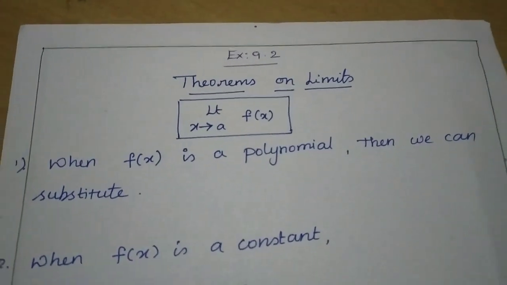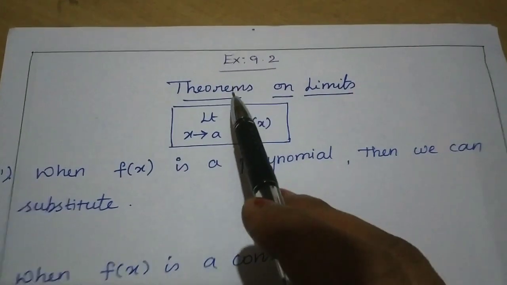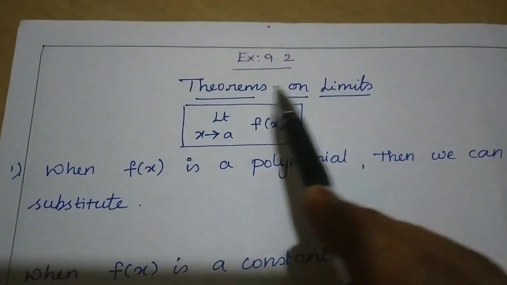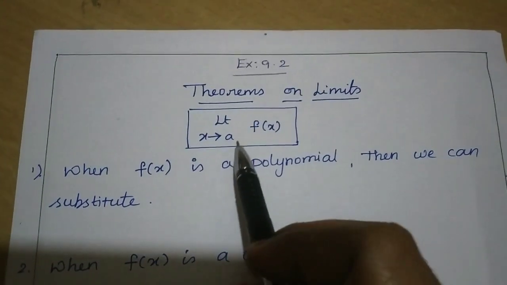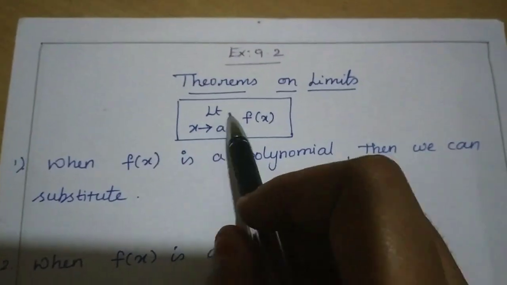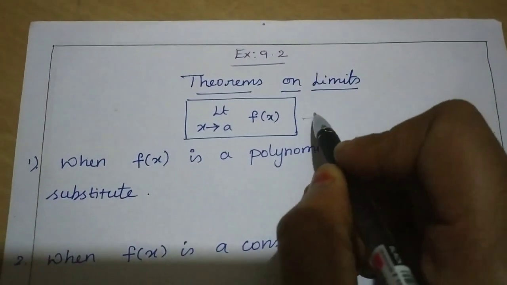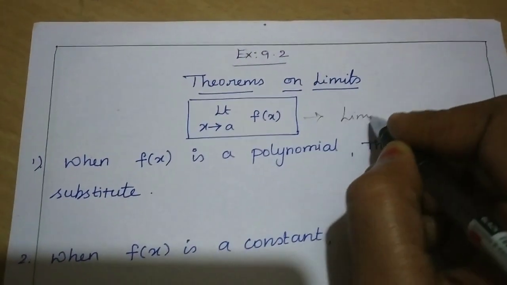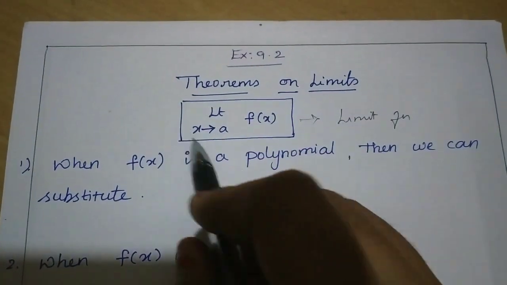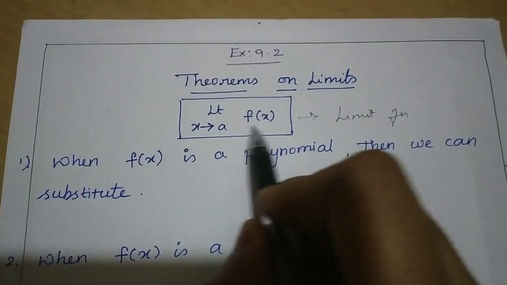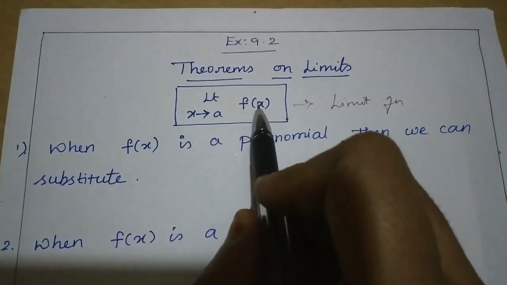In this video, we are going to learn about the Introduction in Exercise 9.2, Theorems on Limits. Before getting to the theorems on limits, let us see how to write the limit function. Limit x tends to a of f of x. This is the way we will write the limit function, where x tends to a is called the limit value, and the given function is f of x. Now let us move on to the theorems.